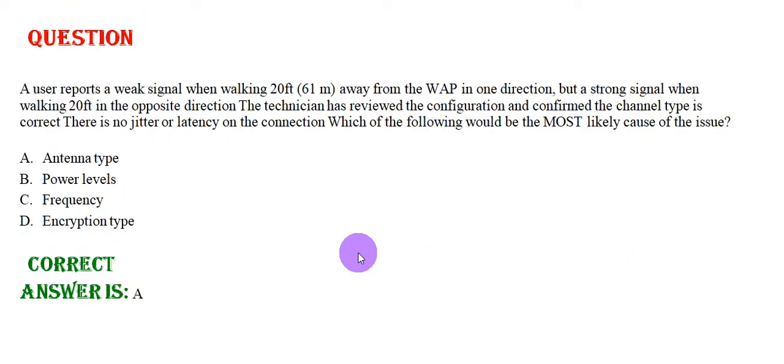A user reports a weak signal when walking 20 feet (6.1 meters) away from the WAP in one direction, but a strong signal when walking 20 feet in the opposite direction. The technician has reviewed the configuration and confirmed the channel type is correct. There is no jitter or latency on the connection. Which of the following would be the most likely cause of the issue? Option A, antenna type. Option B, power levels. Option C, frequency. And option D, encryption type. The correct answer is option A.